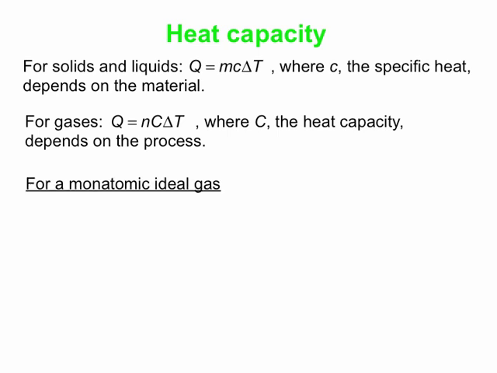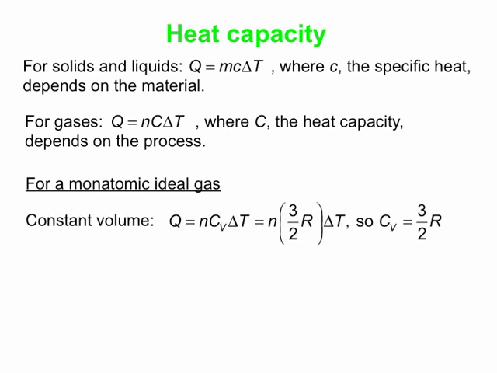So we'll do this for a monatomic ideal gas and see what happens. And we'll pick a particular process. We'll do the constant volume process. So here we have the heat capacity at constant volume, C with a V subscript. So Q is N Cv delta T actually applies for any type of ideal gas, monatomic, diatomic, polyatomic, whatever you want.